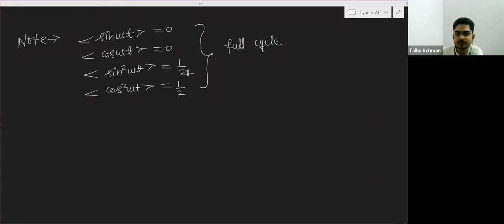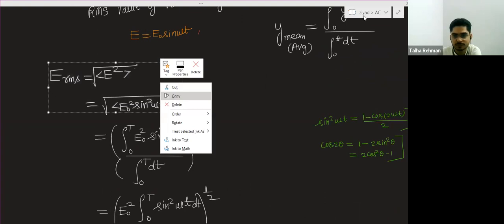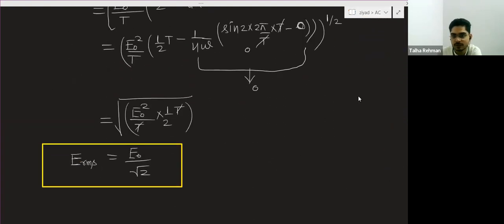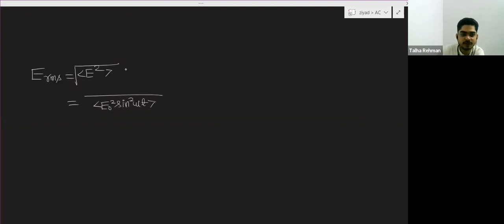So you can just write this for the full cycle. In the starting, we calculated one RMS value, and see, this derivation is very lengthy. Now we want to calculate the RMS value. You know how to write the RMS value: first square, then take the average, then take the under root. Square, average, and under root.